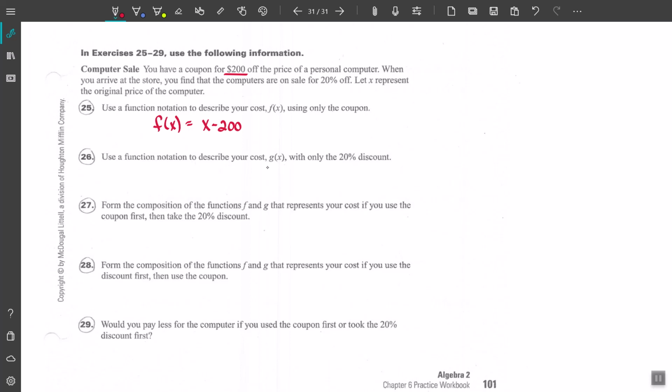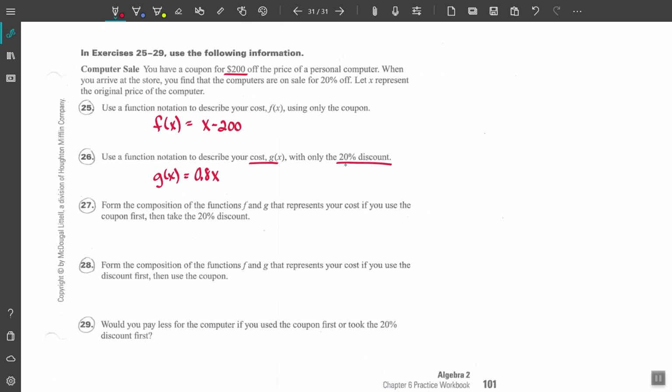26 asks you to do the same thing, only this time call it g of X, and this is going to be the case if you only use that 20% off discount. So if X is the original cost of the computer, our cost, g of X, is going to be 0.8 times the original cost. It's not 0.2 because 0.2 is just the discount. So that would give us how much off of the computer we're getting. They asked us to write it to describe our cost. So our cost is going to be 80% of the original, which is that 0.8.